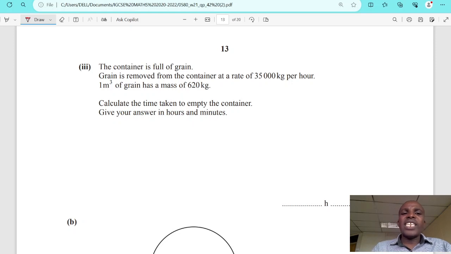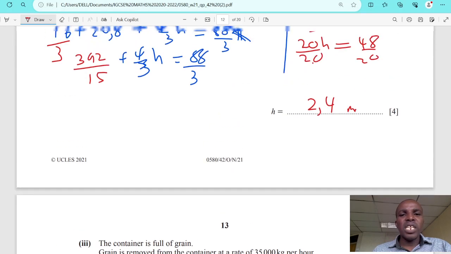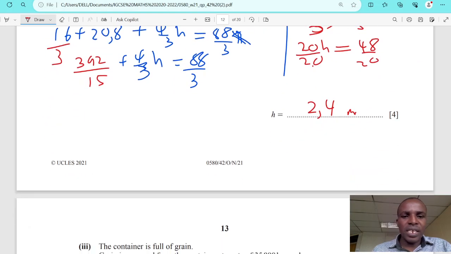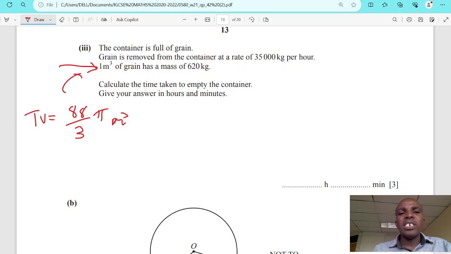Right. They are saying here grain is removed from the container at a rate of 35,000 kg per hour. Then 1 cubic meter has a mass of 620 kg. So first thing, you have the volume, that we have total volume basically. What about the total volume? How much volume do we have here? This one, 88 over 3 pi. That's the total volume, in cubic meters. But 1 cubic meter has a mass of 620.